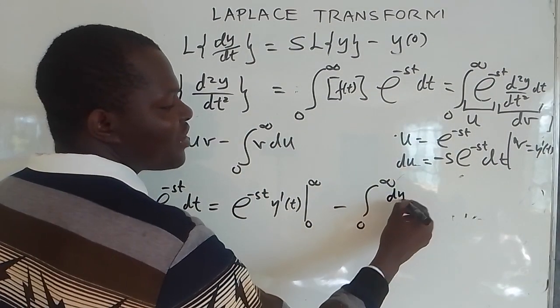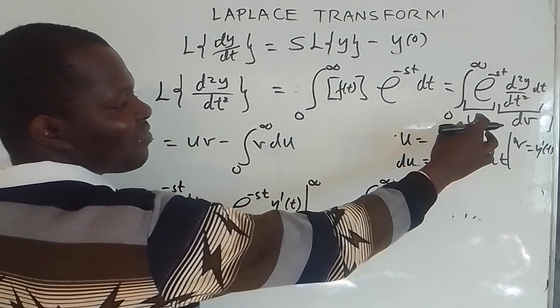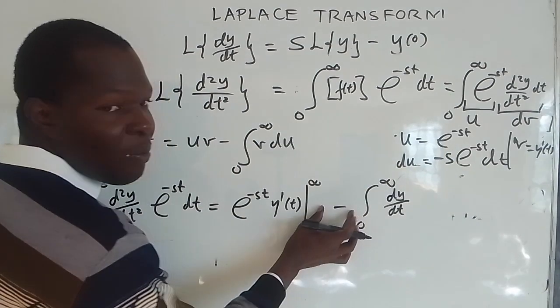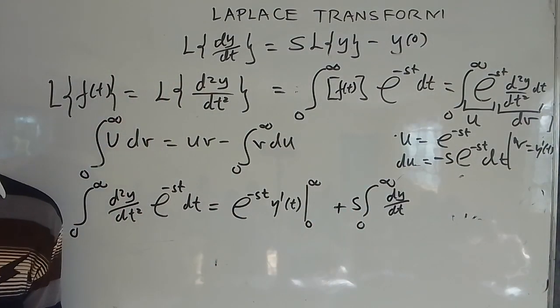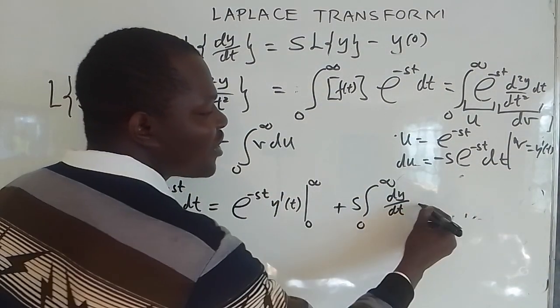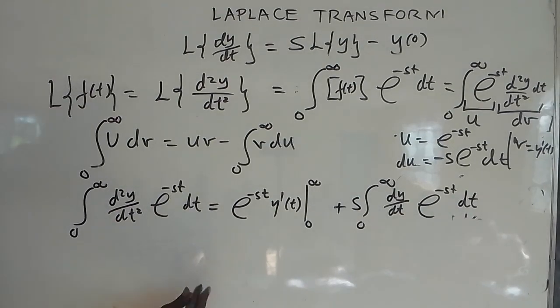See, y prime of t is dy over dt, isn't it? Then what is du? It is negative s. So if you bring negative s outside, negative into negative becomes positive s, isn't it? Then you remain with exponential minus st dt. Then you start substituting, isn't it?